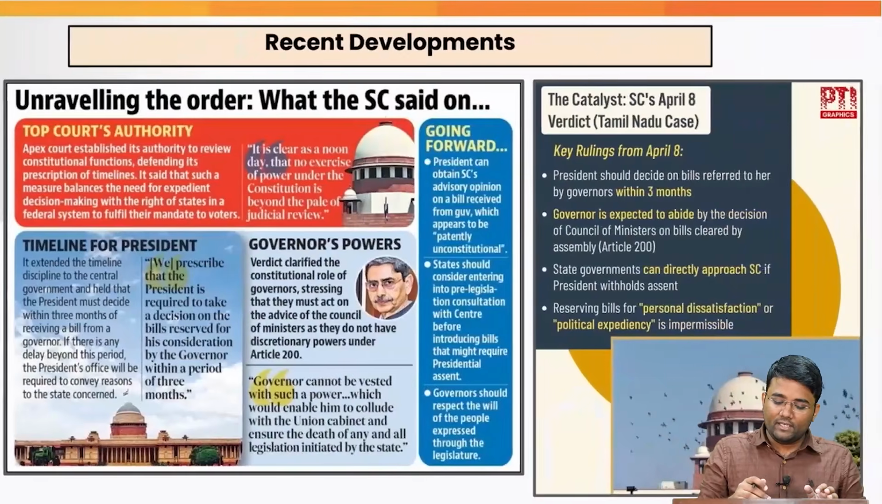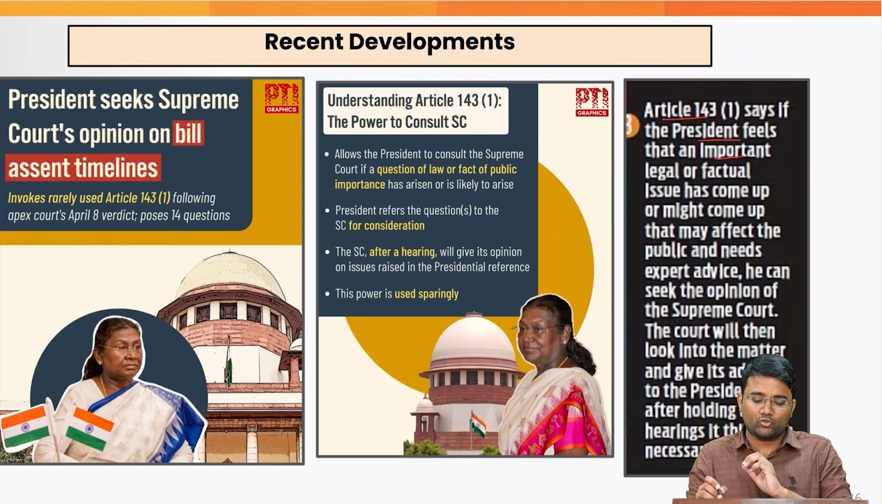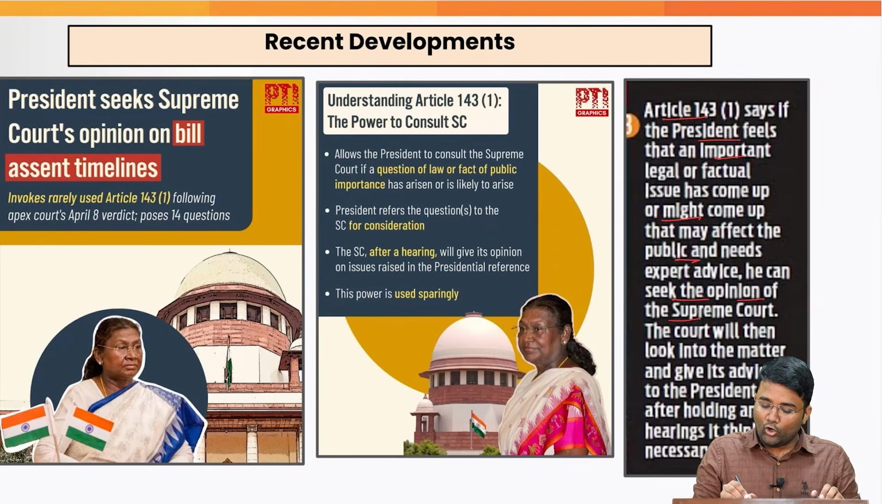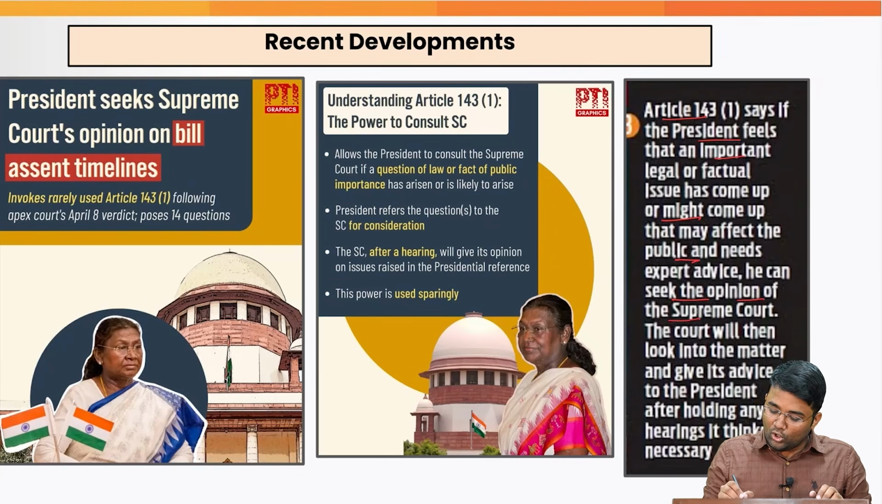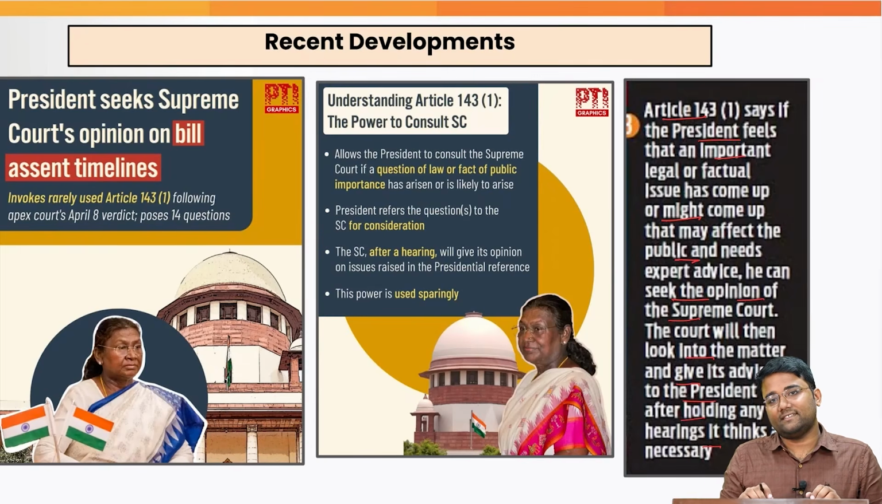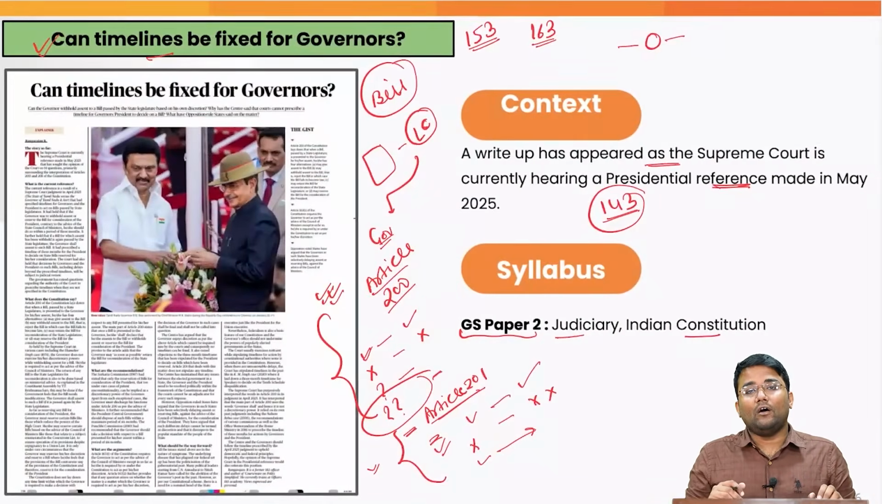Now what happened is that under Article 143, the President of India made a presidential reference. Article 143 says that if the President feels that an important legal or factual issue has come up or might come up that may affect the public and needs expert advice, he can seek the opinion of the Supreme Court. The court will then look into the matter and give its advice to the President after holding any hearing it thinks are necessary. There are 14 questions that are raised by the Honorable President.